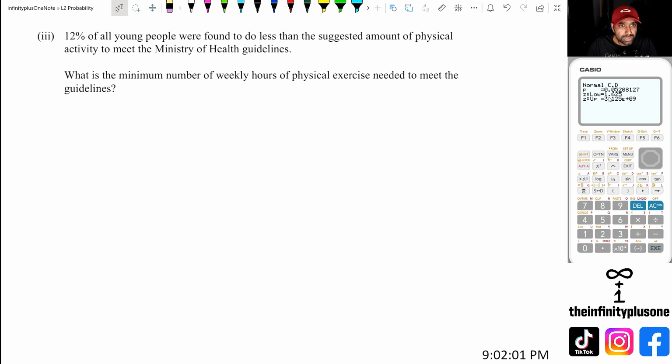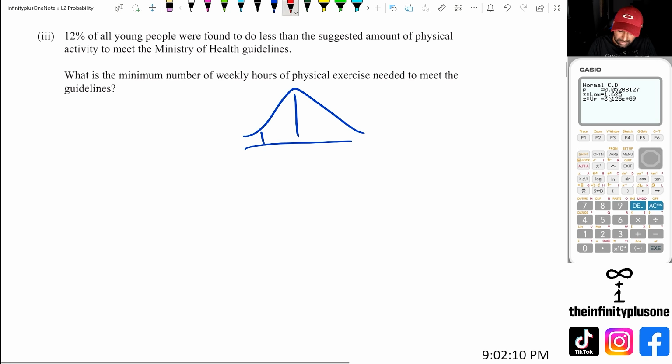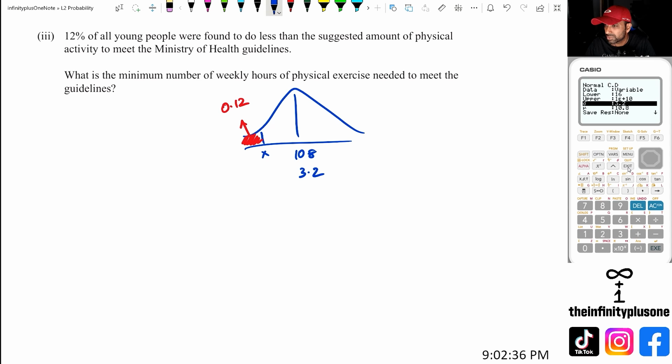and that's going to give you another grade of achieved. All right, the next question says 12% of all young people are found to do less than the suggested amount. So we're looking at this part here being 12% or 0.12. Our mean is still 10.8 and our standard deviation is still 3.2. We need to figure out what the x value is. First we need to work out the z value. You can actually do this question in the calculator, and I think you can do it straight away.